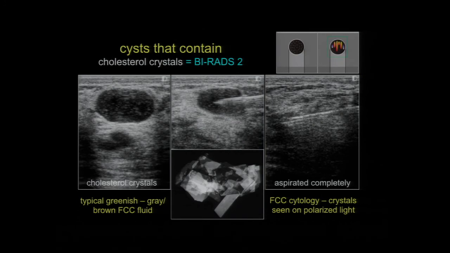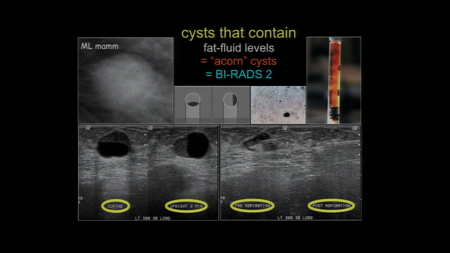When you aspirate these, you aspirate completely, and on polarized light, you can see that they're birefringent crystals in there. They're usually cholesterol crystals. Fat fluid levels are extremely common on ultrasound. You can make them shift as well. We call these acorn cysts because it looks like the cap on an acorn. They aspirate completely, but you don't really see a little white fat layer when you aspirate them because the fat gets emulsified coming through the needle.